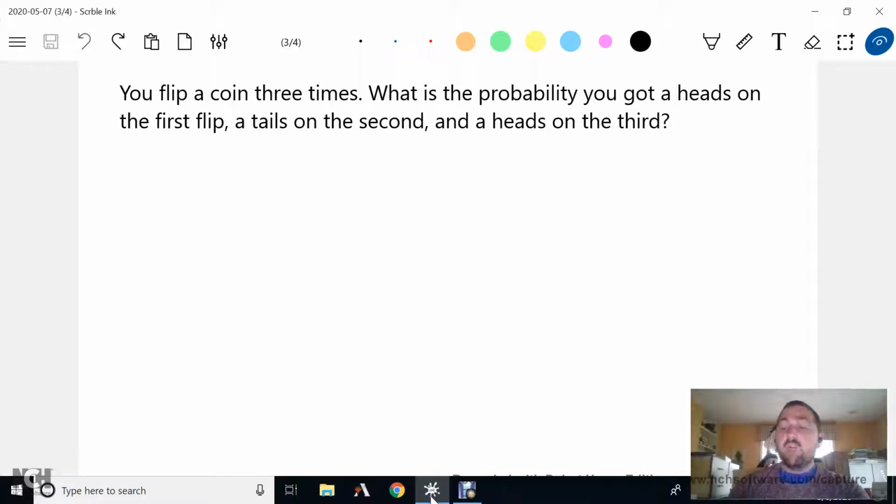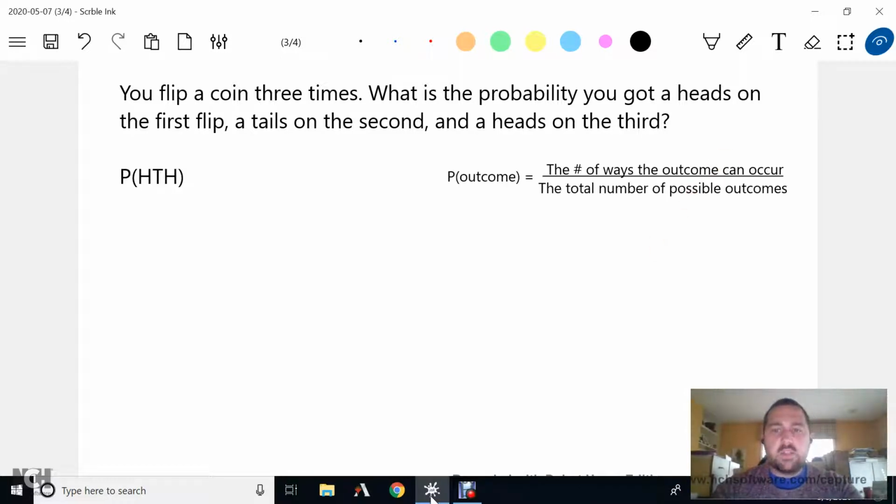So first thing, let's put this into our notation that we've been using. This is really just asking this, probability of heads, tails, heads. Now, we've been solving these kinds of questions by using this formula. The probability of some outcome occurring is the number of ways the outcome can occur divided by the total number of possible outcomes, okay?